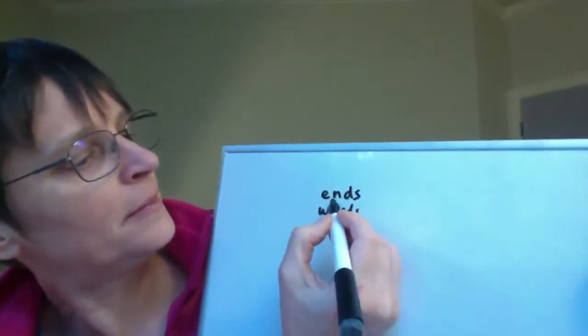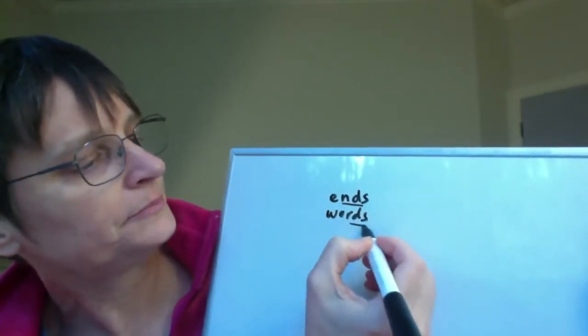First of all, anytime we have multiple consonants at the end of a word, it's called a consonant cluster, we can have errors. So words like ends, I have three consonants there in a row, the N, the D, and the Z sound, ends, or words. These are called consonant clusters when I have multiple consonants together.